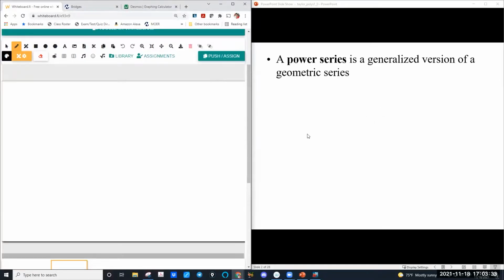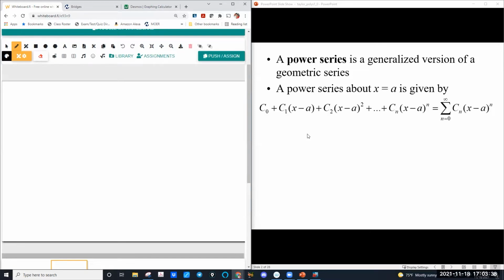Okay, power series. What is a power series? It's a generalized version of a geometric series. So what does that look like? Well, it's an infinite series. C sub n represents the coefficient, which could take on a lot of different forms. So when you looked at Taylor series, they are power series. They're a specific case of power series. So you're not completely unfamiliar with power series. When you did Taylor series, you were doing a specific form of power series.